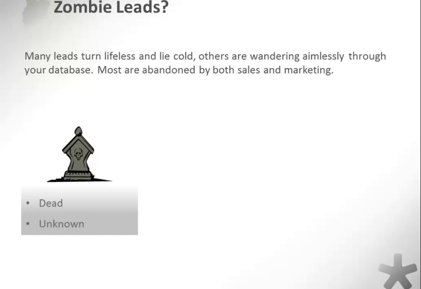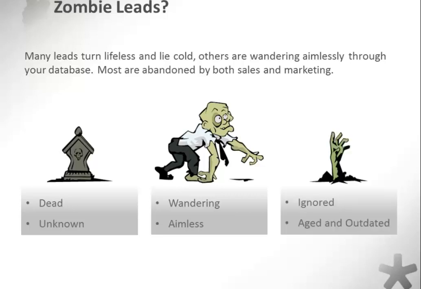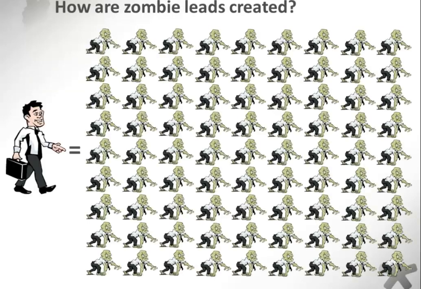But before we give our dead leads some brains, we need to understand who they are. Their characteristics typically fall into 3 categories: dead, and we know nothing about them; or they're wandering around aimlessly, dragging that foot, consuming content with no rhyme or reason; or they're just ignored because they are too old and outdated, and quite frankly, nobody really knows what to do with them. I mean, are they contactable still? Are they still there?